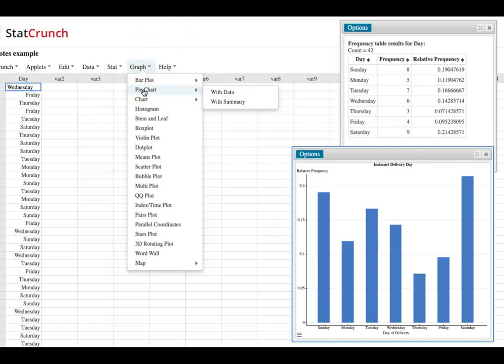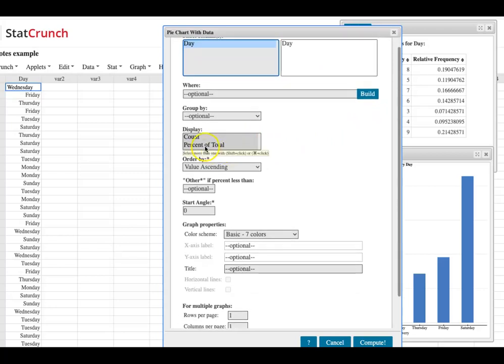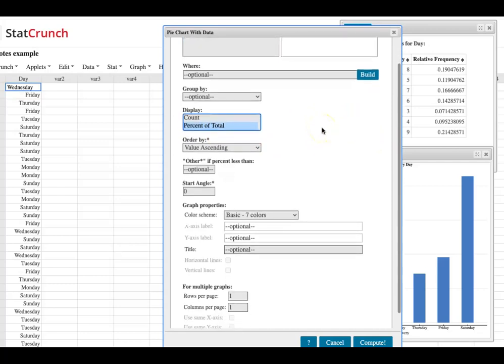Again, right now I have raw data. If I already had the summary, I would choose that and I would look at those instructions on my notes. So pie chart with data. Again, click on the column you want to summarize, and then you want to click on what you want to display. So typically with pie charts, we do it by percentage and not by count. But if it were to tell you to do it by count, then you could select that. But our default is going to be % of total unless it tells you otherwise.